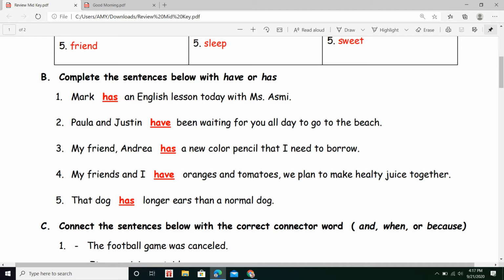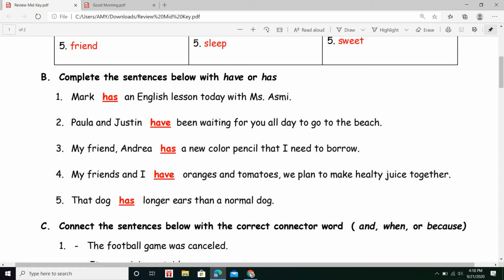Let's move to number 4. My friend and I, blah blah blah, oranges and tomatoes. We plan to make healthy juice together. For this sentence, we use have because the subject is my friend and I. As we know that my friend and I is the same as the subject pronoun we. That's why we use have.